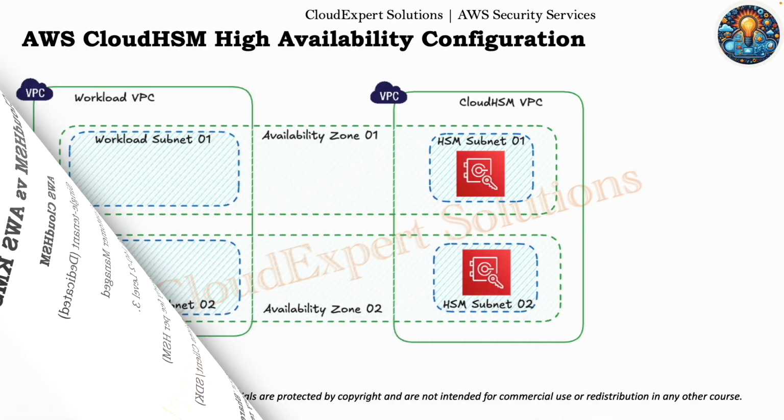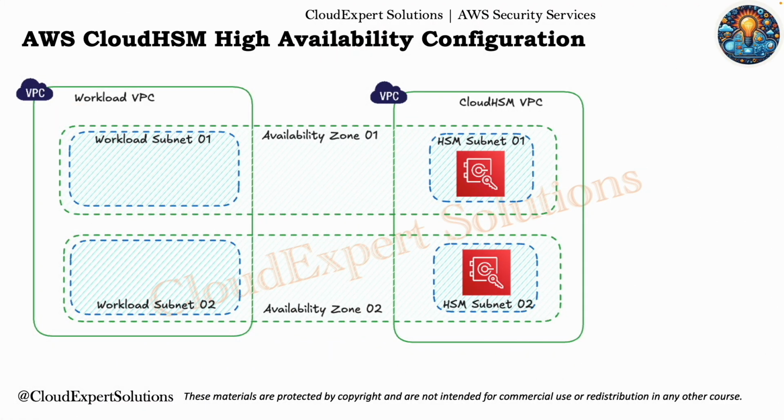CloudHSM. Now let's review the high availability configuration for CloudHSM. Since CloudHSM is hardware based, it's not automatically highly available like Amazon S3. Here you have to design it. For a production environment, you must always deploy your HSM clusters across at least 2 availability zones. This diagram represents an AWS CloudHSM cluster with 2 HSMs, each in different availability zones in a VPC.